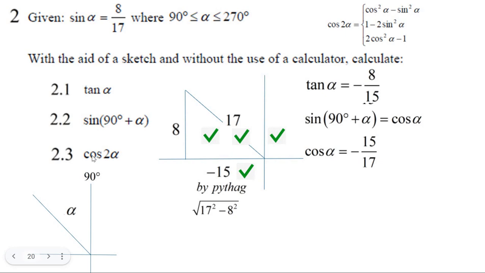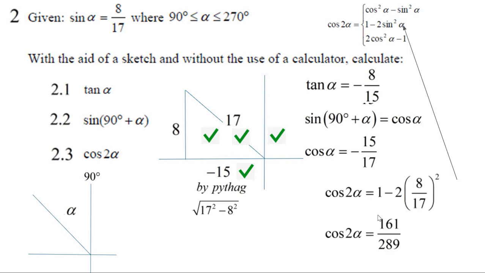Now it's time to do cosine of 2 alpha. You go to your formula sheet and look up here. You've got 3 different things you could choose, and they would all give you the same answer. I chose 1 minus 2 sine squared alpha. Sine alpha is just 8 over 17, it was given. All I have to do is go 1 minus 2 times 8 over 17 squared, and that's my answer. I just use the formula, and it gives me the whole thing.